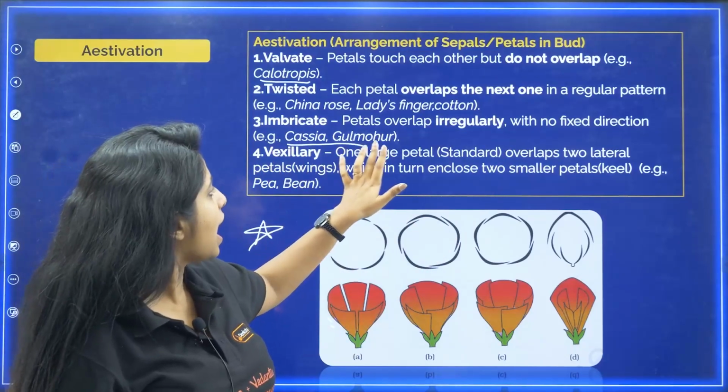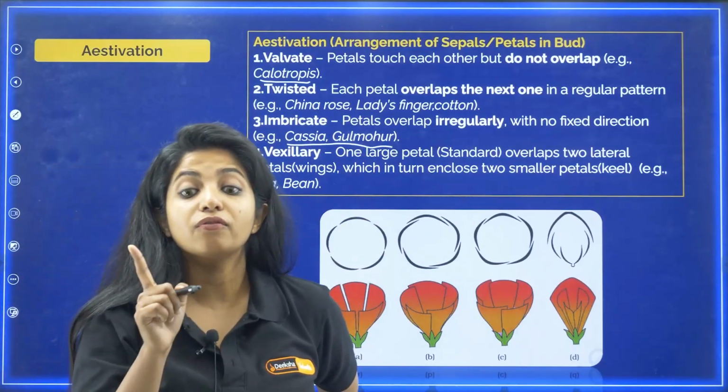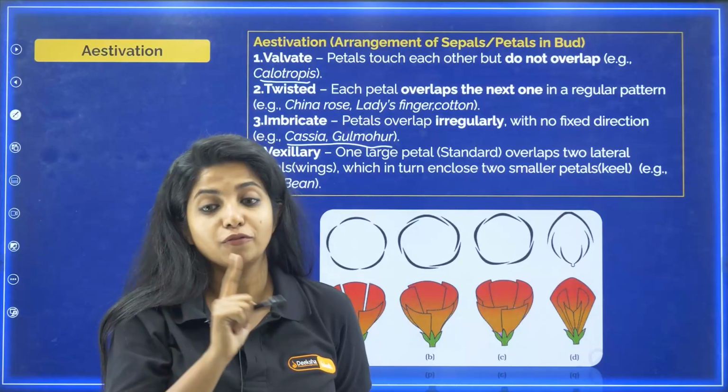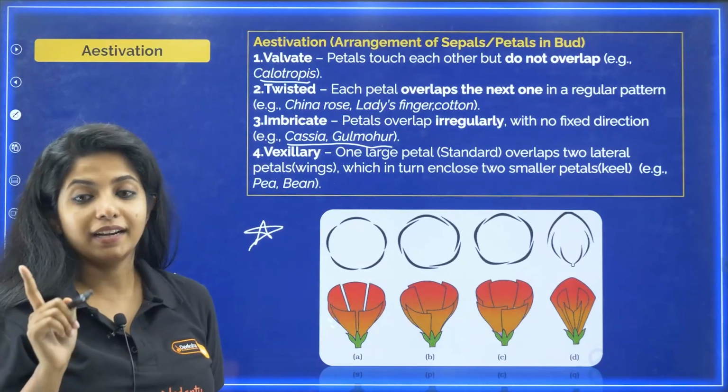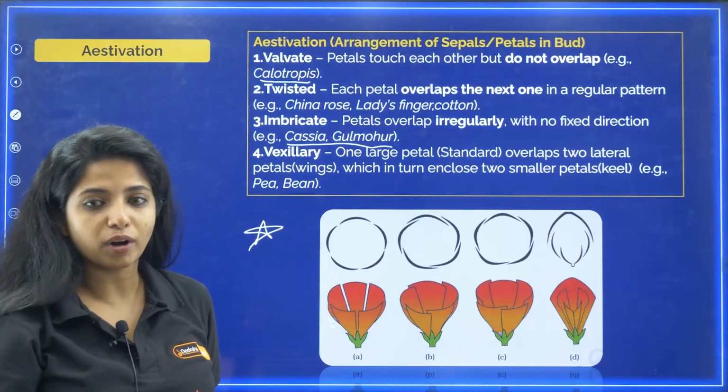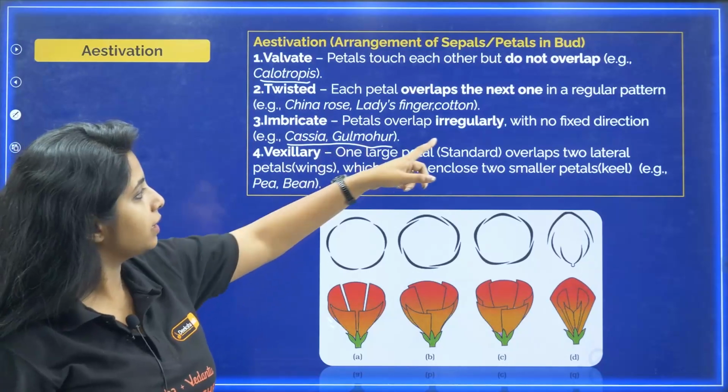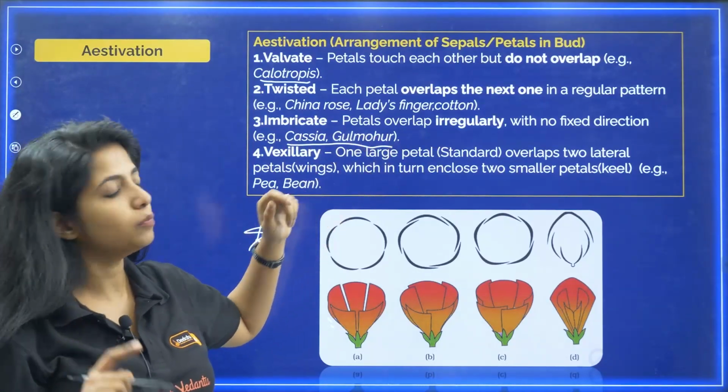Example: cassia and also gulmohar. Tell me, where did we study the example of cassia before? What was it the example of? So imbricate, you find that in cassia and also gulmohar. Tell me gulmohar's example also.